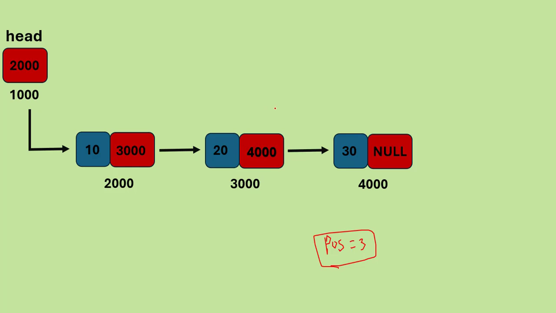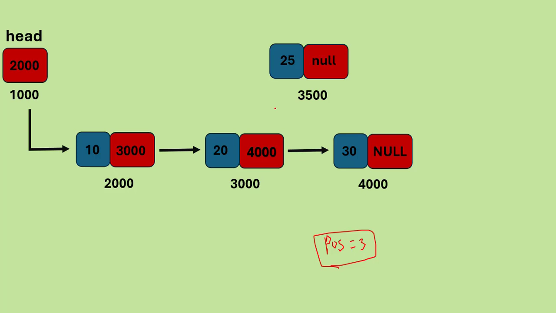So what do I have to do? First I have to create a node. After creating the node, I have to initialize the value. Now I have to start my traversal and reach the second position. I'll repeat: I have to start my traversal and reach the second position, because I have to insert the element at the third position.